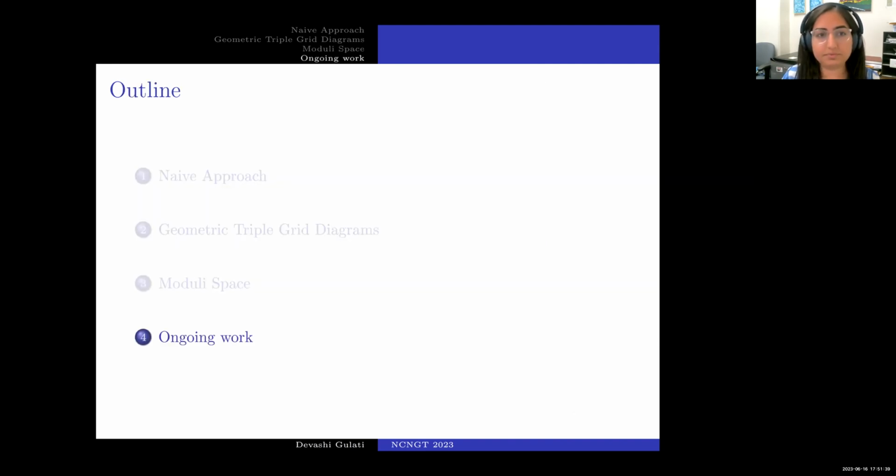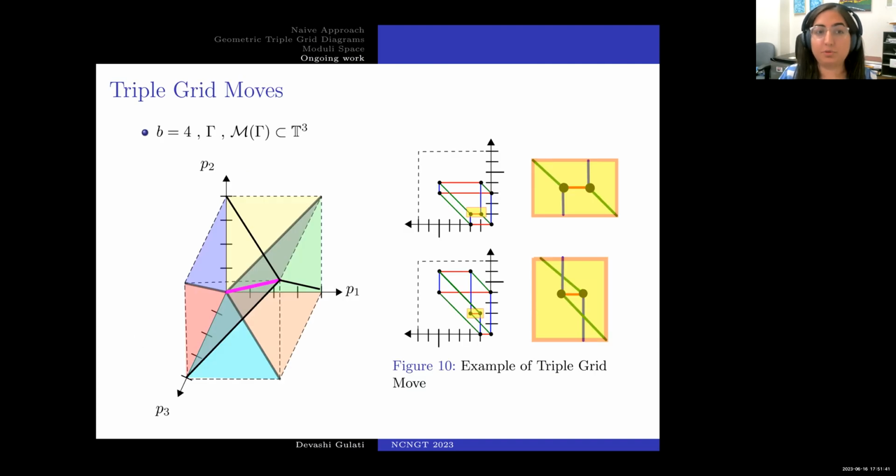Ongoing work. Triple grid moves. If we go from one region to another, passing through any of these planes or walls, that is an example of a triple grid move.